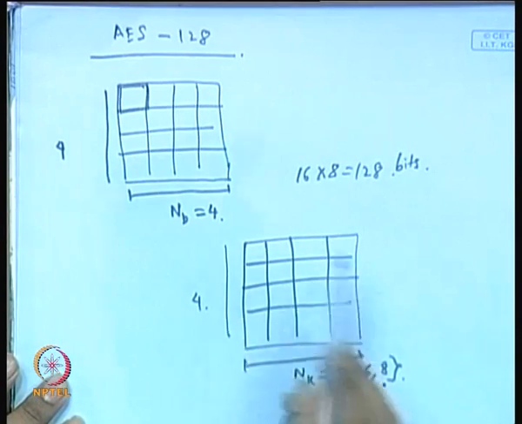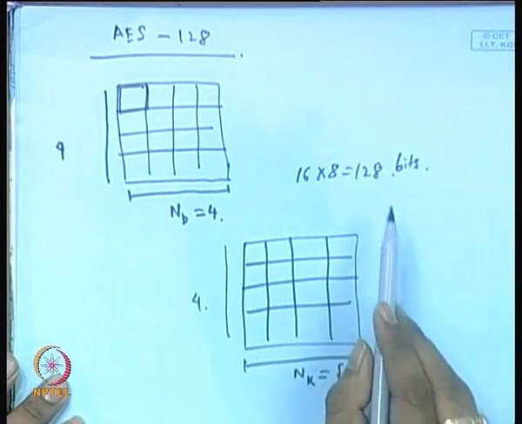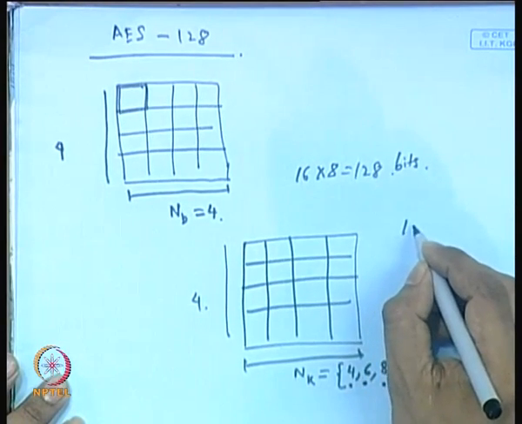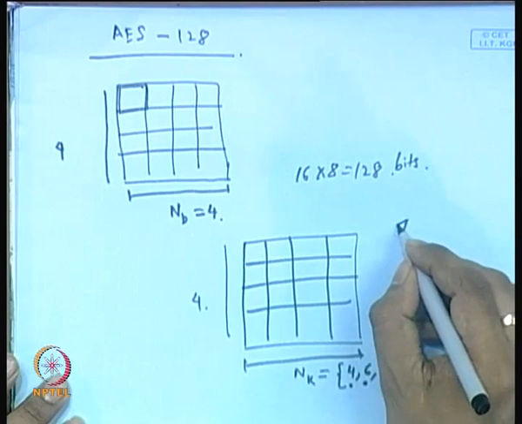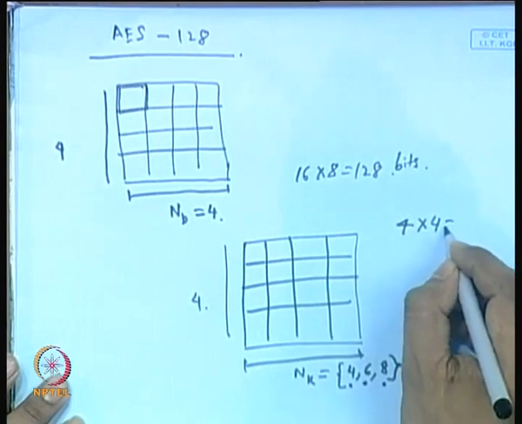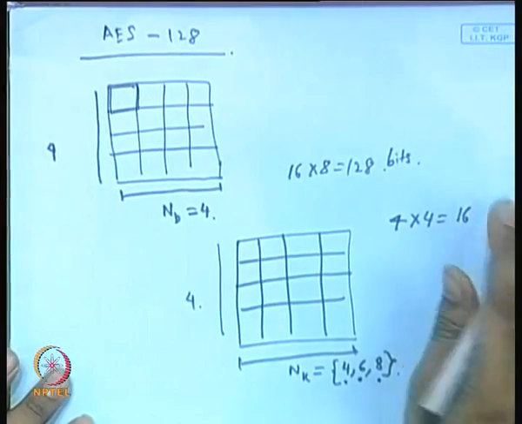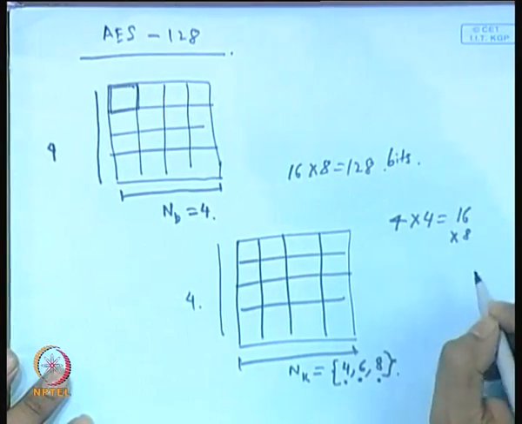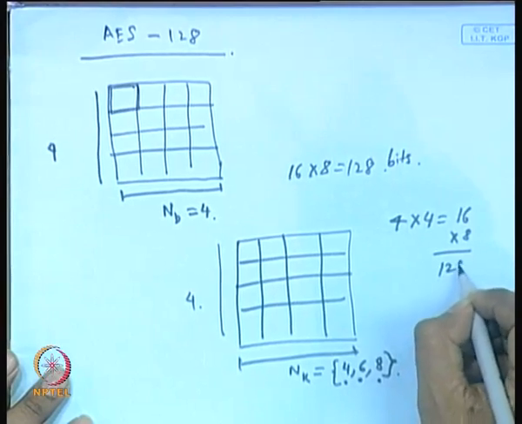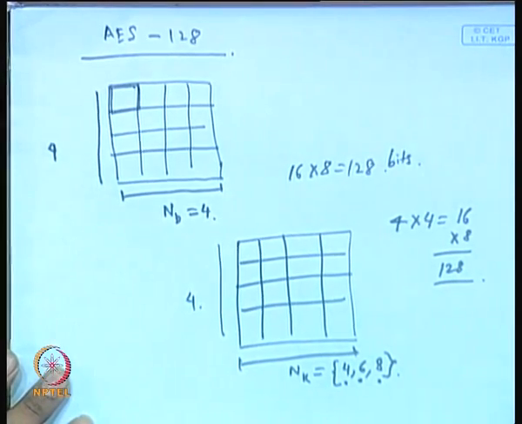That means the total size of the key is equal to 128 bits, that is 4 into 4 is equal to 16. Therefore you have got 16 bytes, meaning 16 into 8, so the total number of bits works out to 128 bits. But in case of AES 192 the number of bits is 192, and in case of AES 256 it is 256 bits.